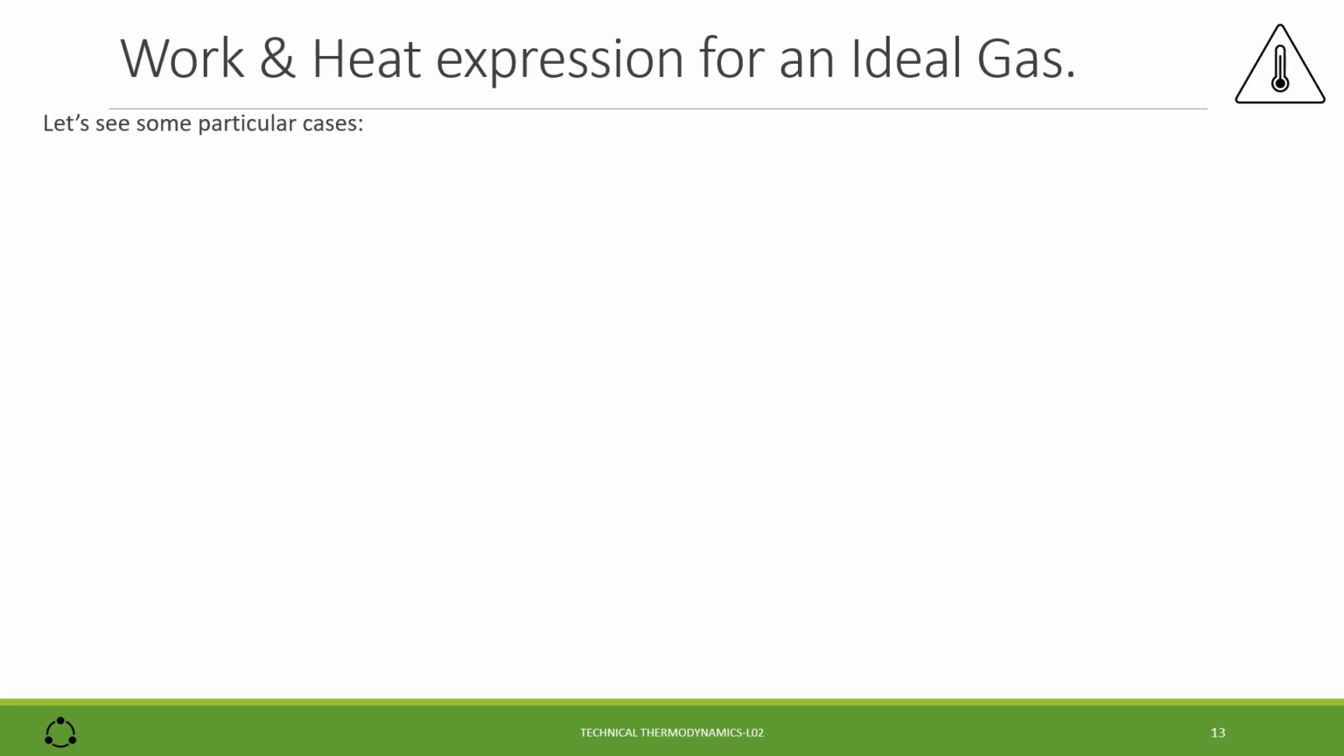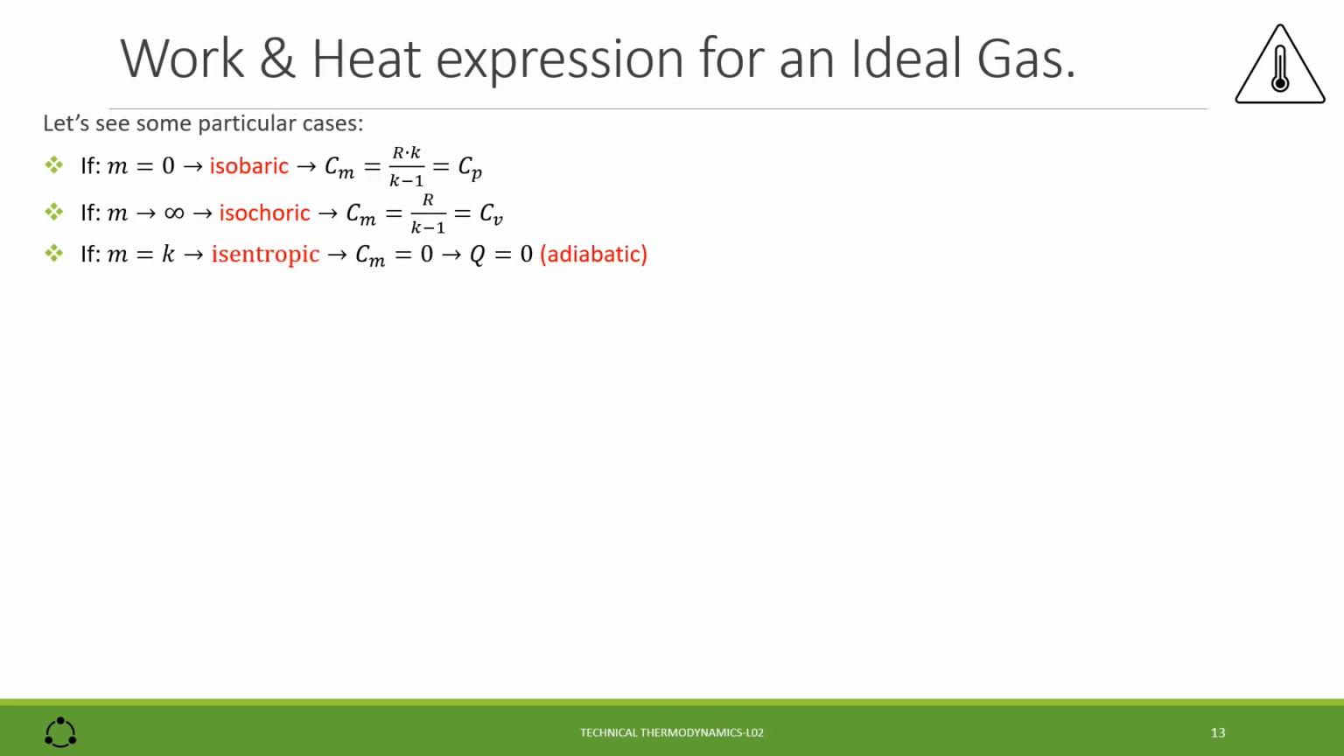Let's see some particular cases. If M equals 0, we have an isobaric transformation and the specific heat Cm practically equals Cp, as we expect should be. If M goes to infinity, we have an isochoric transformation and the expression of Cm actually equals Cv. If M equals K, the transformation is isentropic, and Cm equals 0. Actually, the heat is 0 because the transformation is adiabatic.